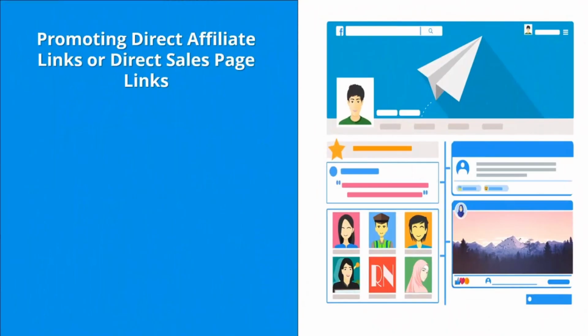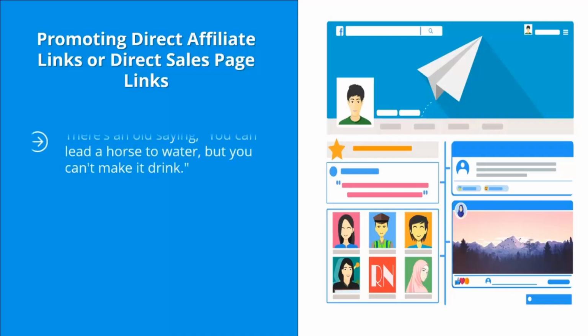Promoting direct affiliate links or direct sales page links. There's an old saying, you can lead a horse to water, but you can't make it drink. By the same token, you can get a lot of people on Facebook to click on your links, but don't expect them to convert once they go to that affiliate sales page or your own direct sales page.